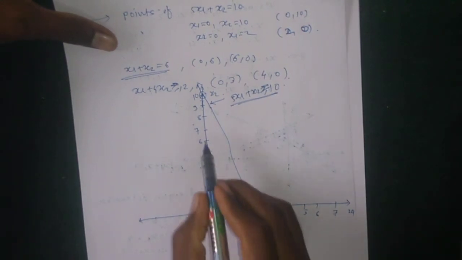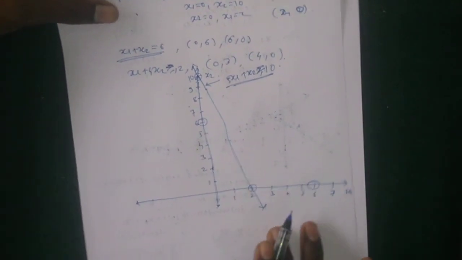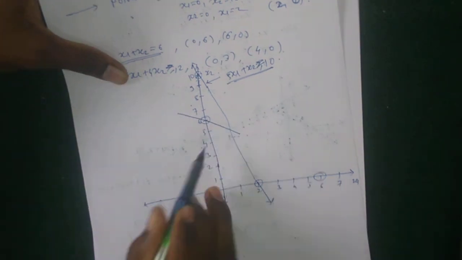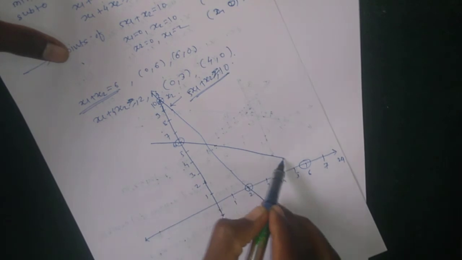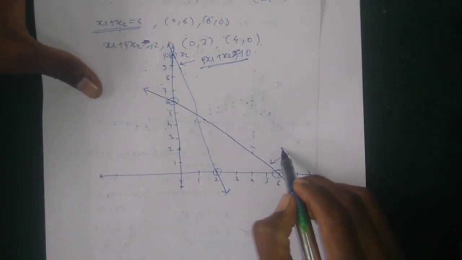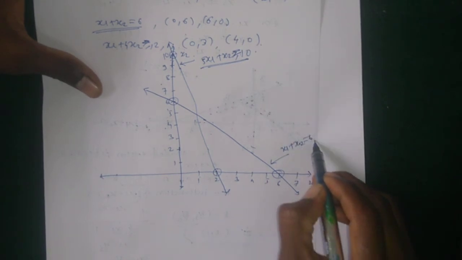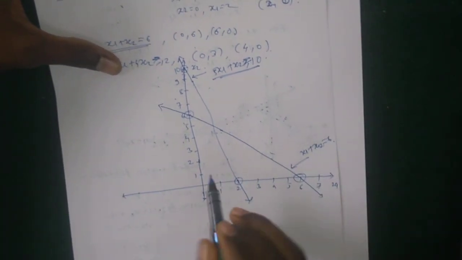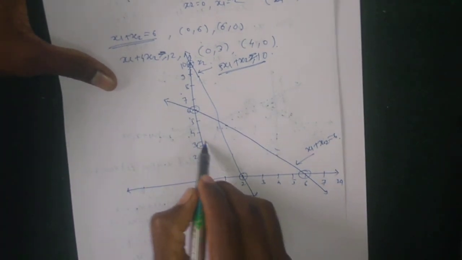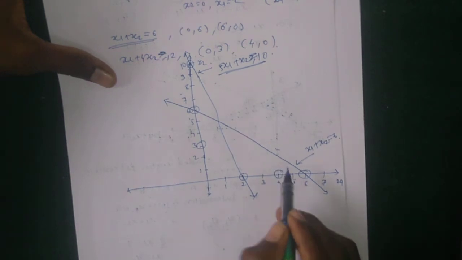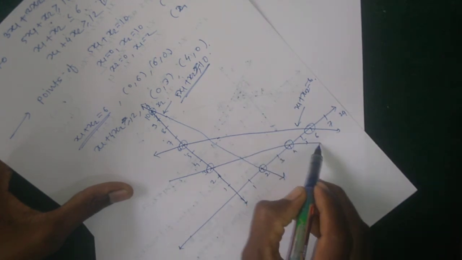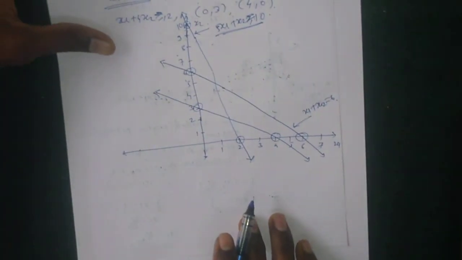So next is x1 plus x2 is 6, points 0, 6 and 6, 0. Joining these 2 points, okay, this line is x1 plus x2 equal to 6, then this constraint is less equal, means below side. Okay, and then next is 0, 3 and 4, 0. So joining these 2 points in this way.